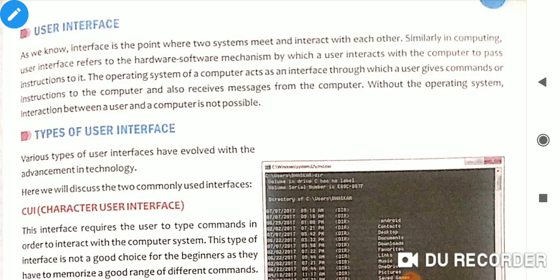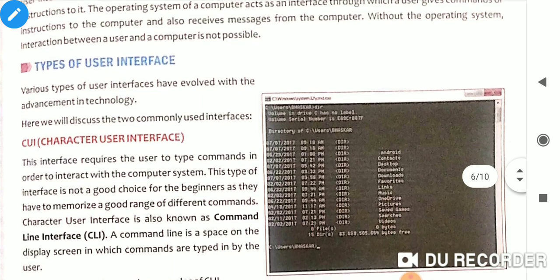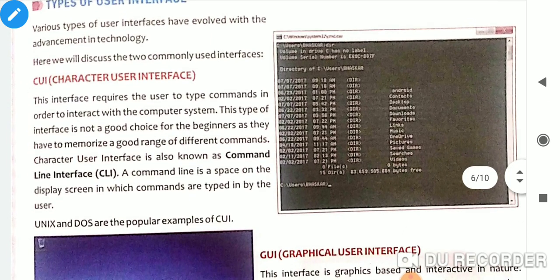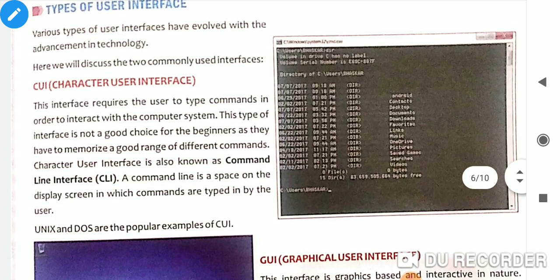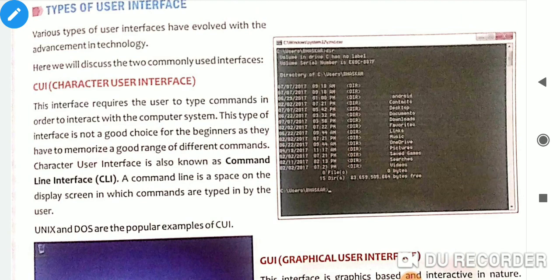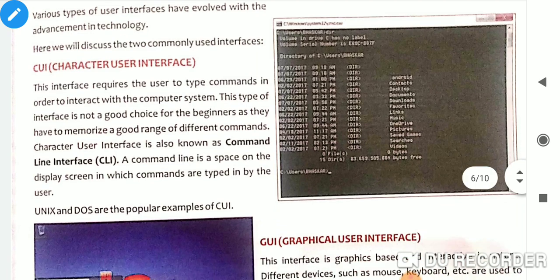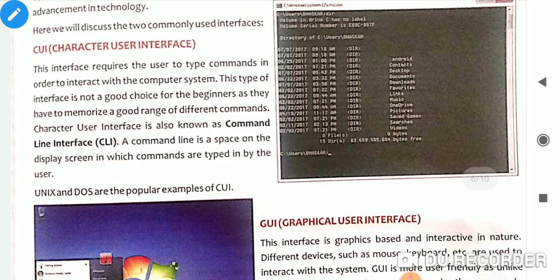There are basically two types of user interface. The first is called CUI, or character user interface. In this, the operating system allows only commands to be given. That means there is no mouse and no icons. Unix and DOS are the popular examples of CUI.